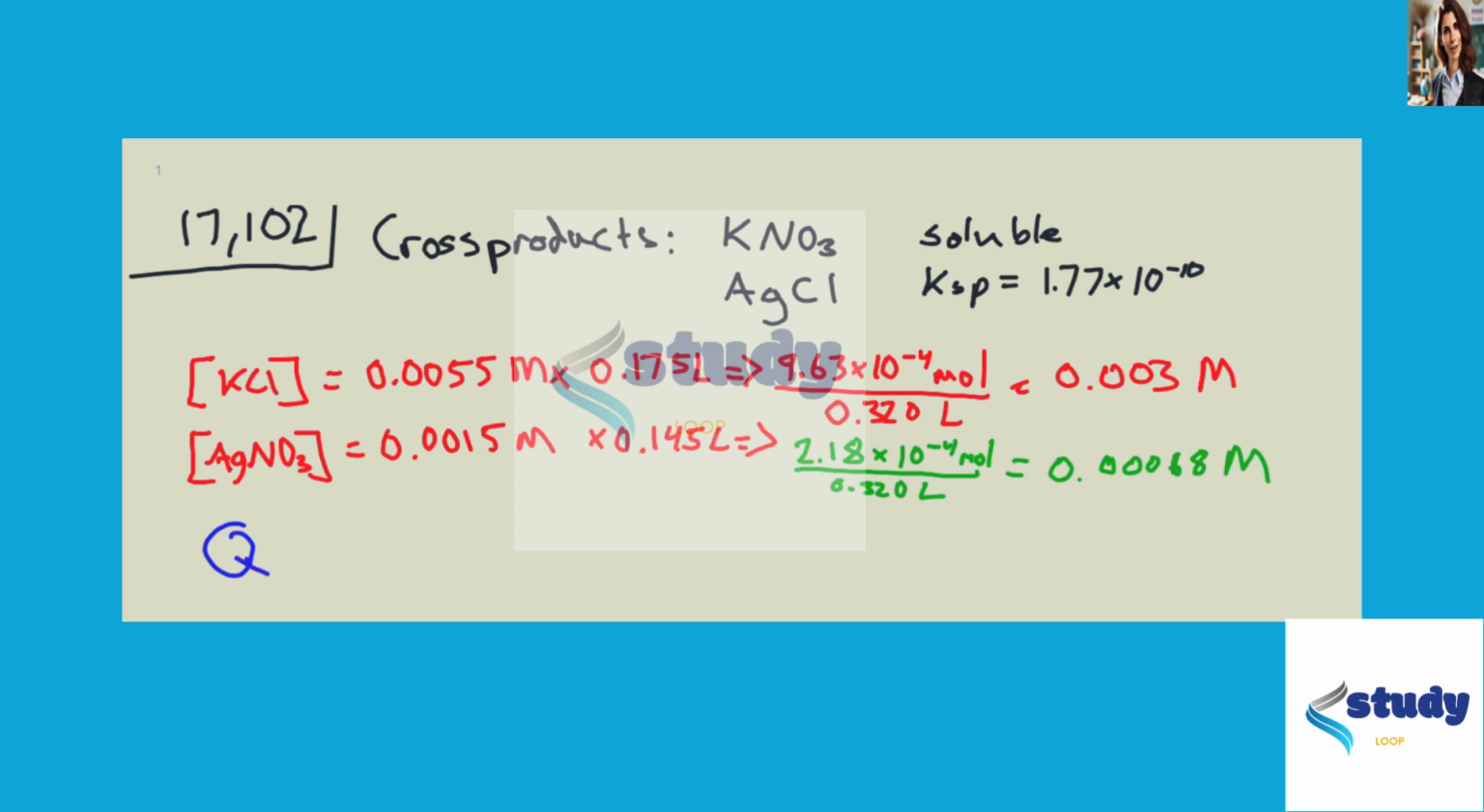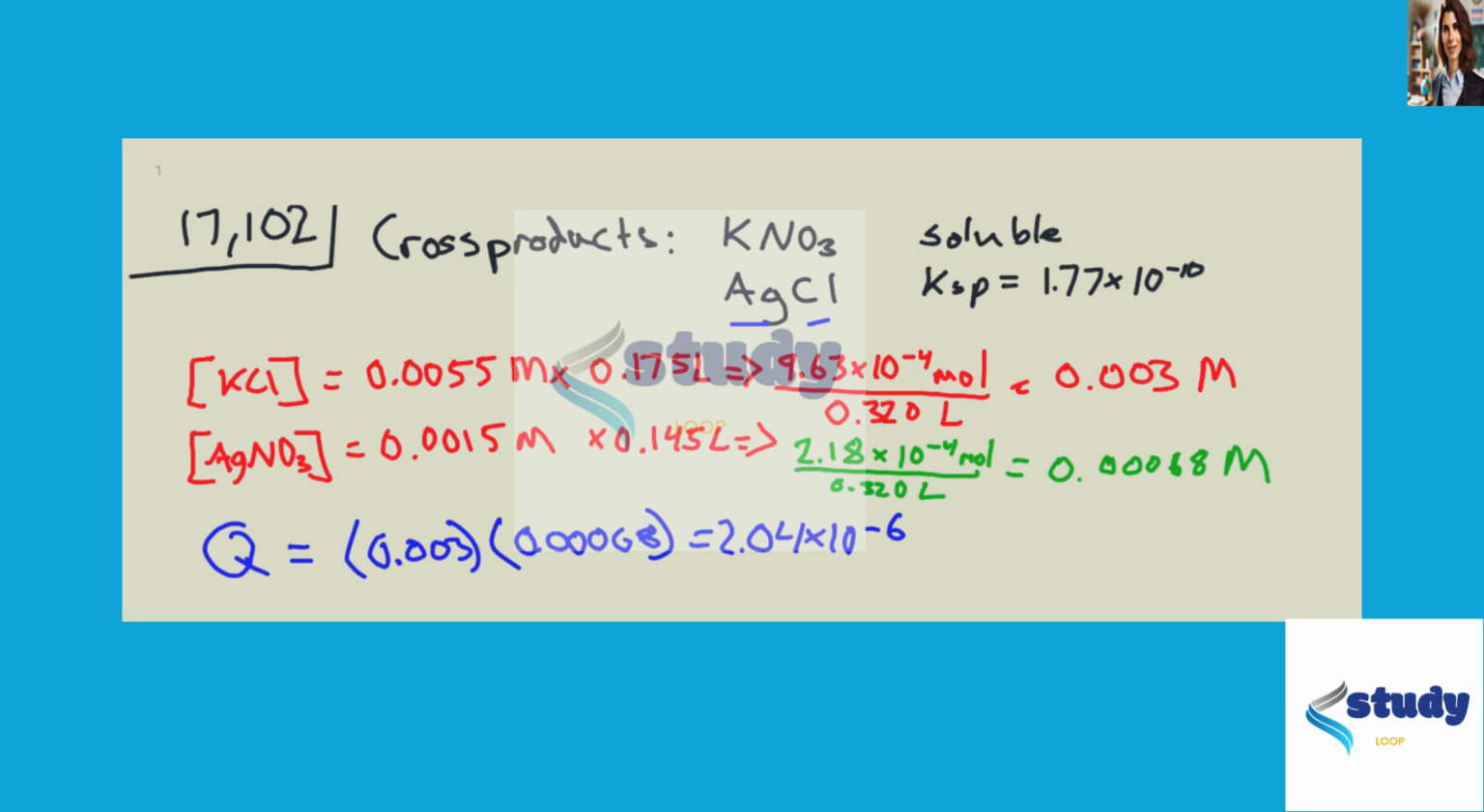Q, since we have a 1-to-1 ratio of the ions here, will be simply S times S, concentration times concentration. So our concentration of chloride is 0.003, and for silver is 0.00068 molar. We multiply these and get to 2.04 times 10 to the minus 6.